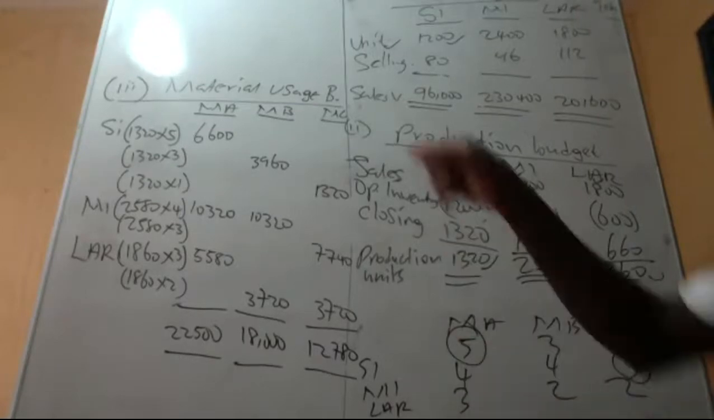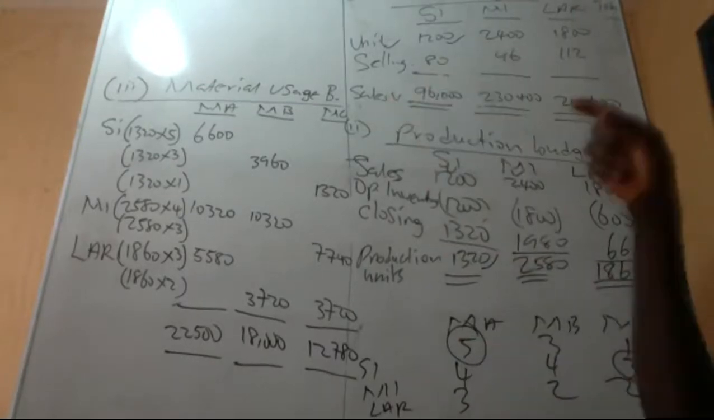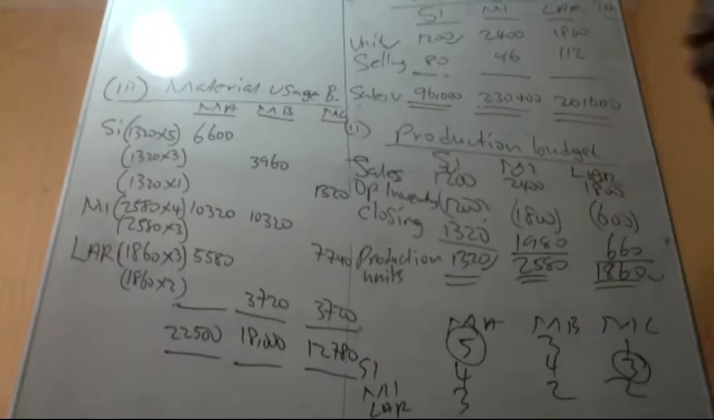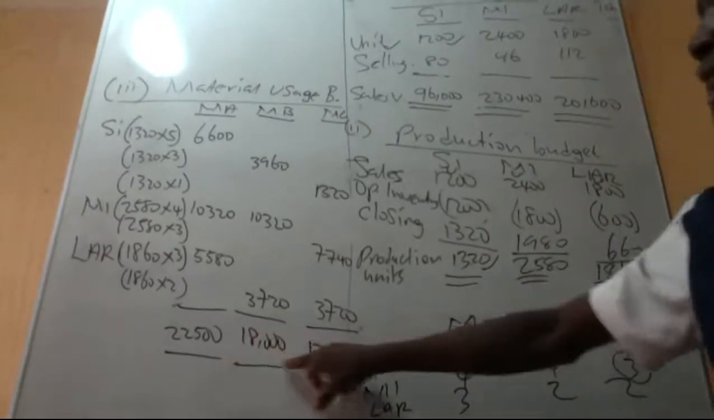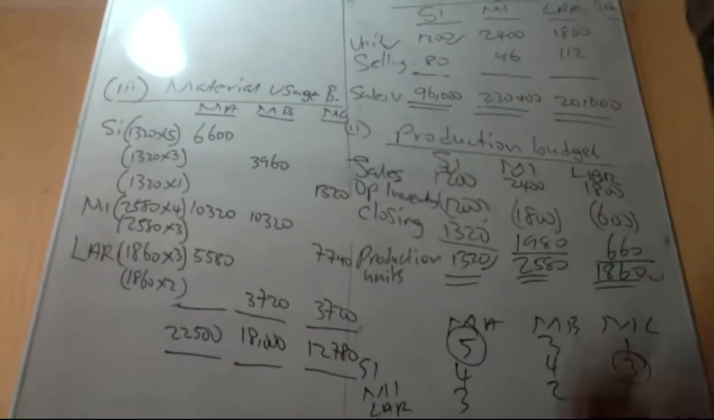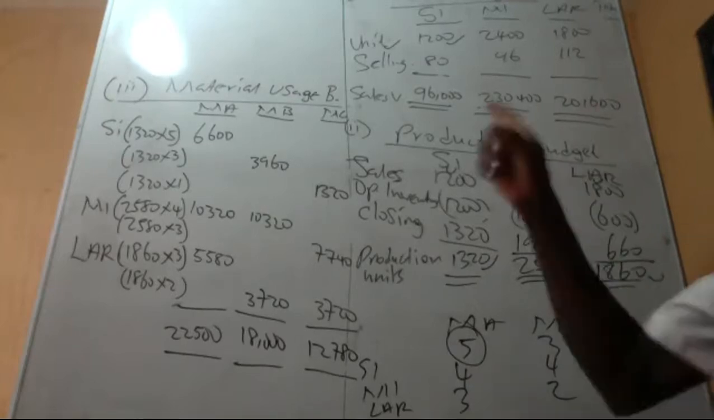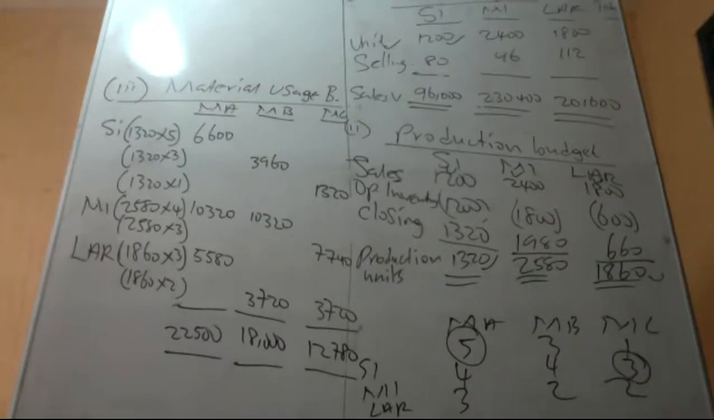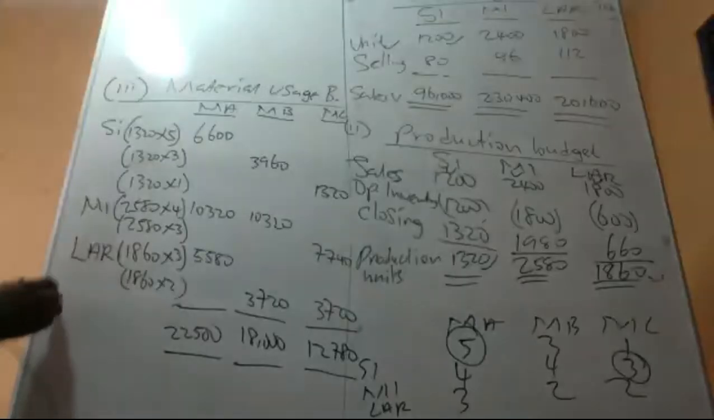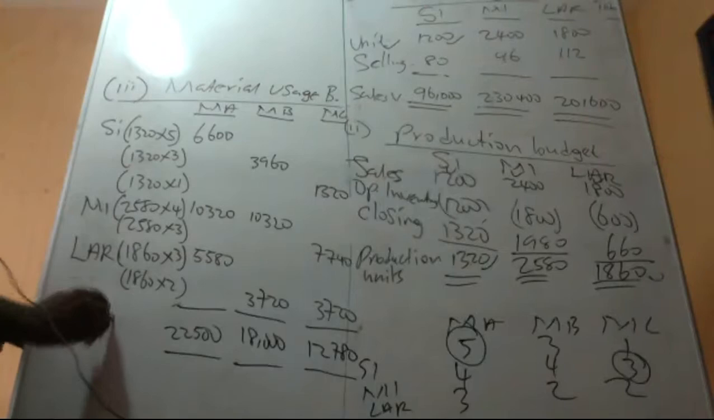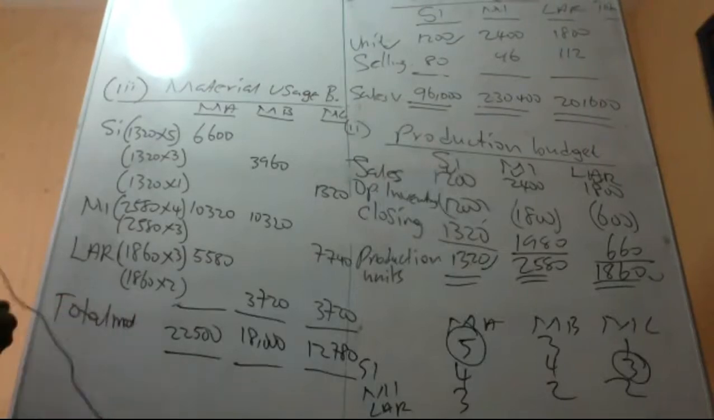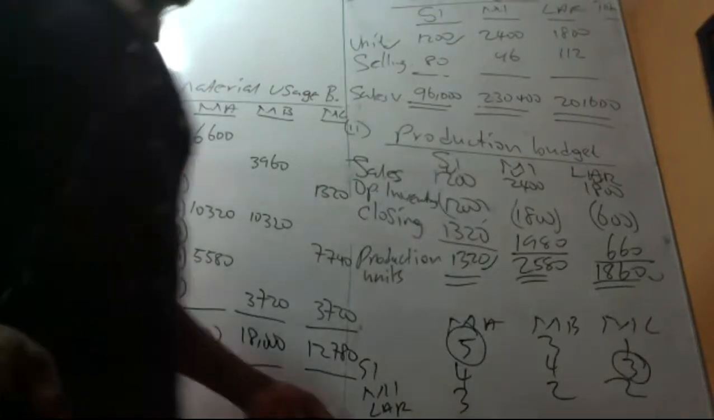22,500. So from this stage, we have to make a decision. Do we need to go and buy all these materials, or do we have some of them there? From here, we are moving on to material purchases. This is material usage. So this is the material purchases. So total material usage. Basically, that is it.